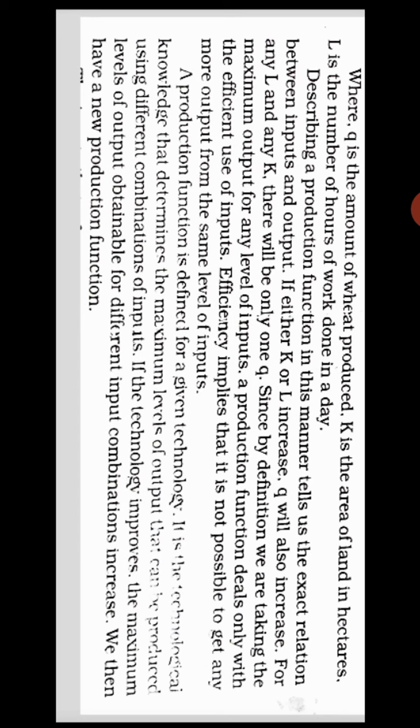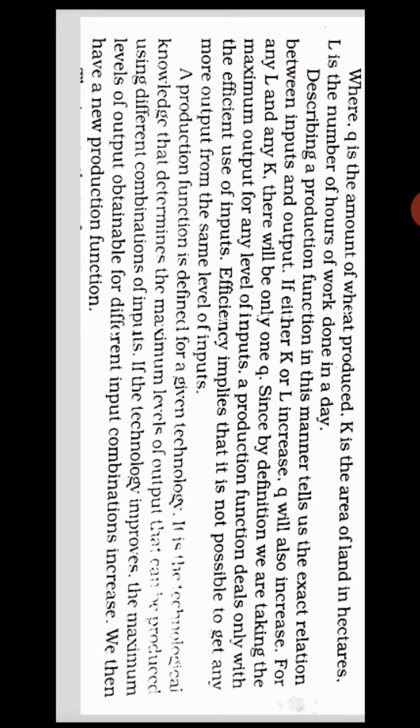For any L and K, that is labor and capital or labor and land, there will be only one Q. One Q means there will be only one output. It depends upon how much labor and how much capital you are going to use, how much land you are going to utilize. According to that, there will be only one output. If you change capital and labor, then the output will differ. Otherwise, there will be only one output.